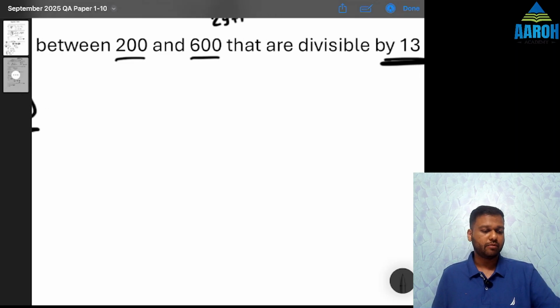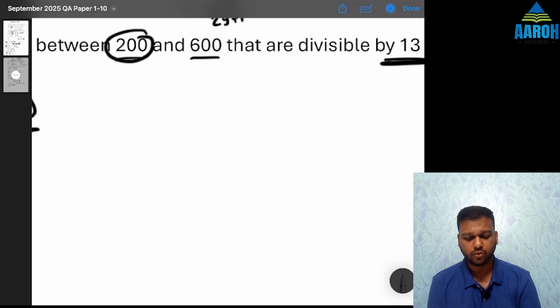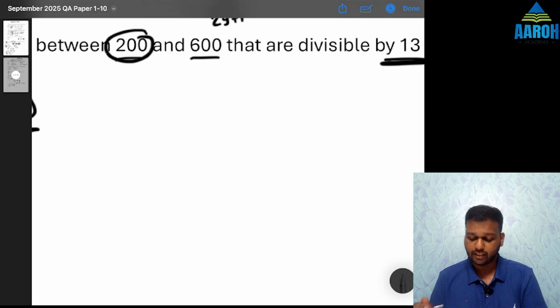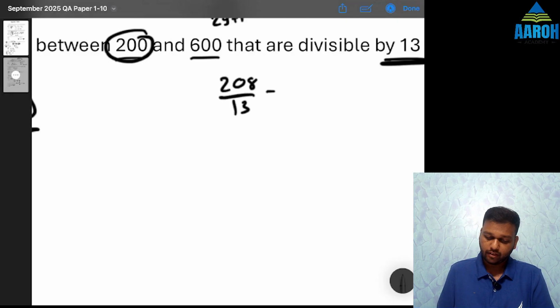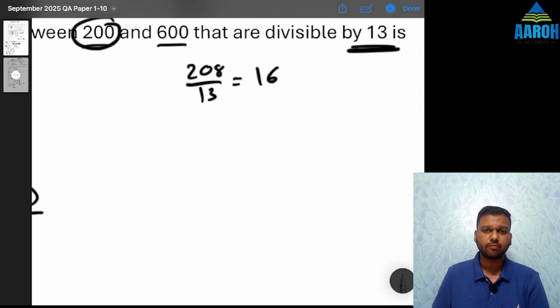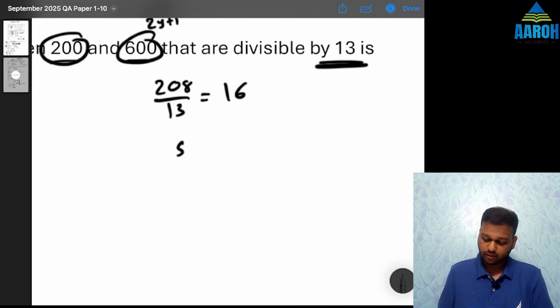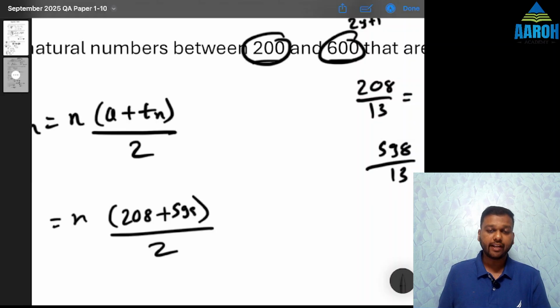First, let's find the first term by trial and error. After 200, what is the number that is divisible by 13? By trial and error, 205 by 13, no. 206 by 13, no. 208 by 13, yes. 208 by 13 is 16. That means 208 is the first term which is divisible by 13. We don't know the last term. Let's find the last term. Before 600, again trial and error. 599 by 13, no. 598 by 13, yes. 598 by 13 is 46. That means the last term is going to be 598.